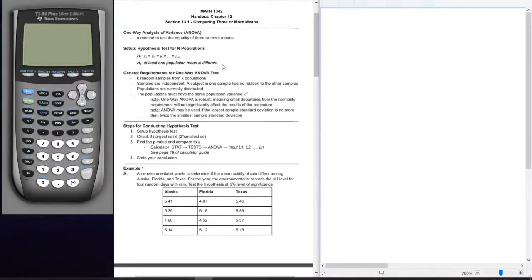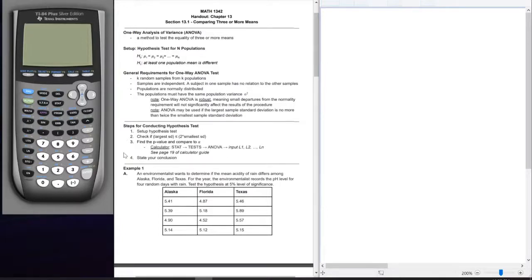Okay, so there are some requirements when it comes to calculating or testing the equality of 3 or more means. These are the requirements for the one-way ANOVA test. Given these conditions, we can conduct an ANOVA test. So I want to look at example 1 and show you how to conduct a one-way ANOVA test using these steps in the handout right here.